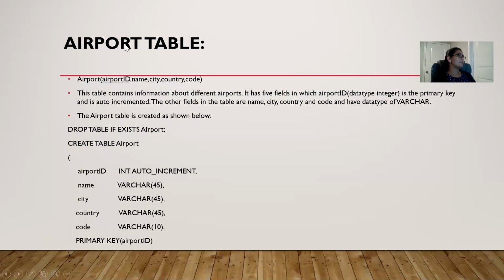The next table is the airport table. So this table contains information about different airports. It has 5 fields in which the airport ID is the primary key and it has a data type of integer and is auto incremented. The other fields in the table: name, city, country, and code. These fields have the data type of varchar and the primary key is airport ID. And this is the query used to create this table.